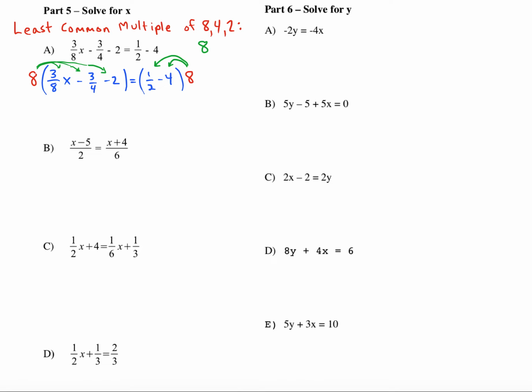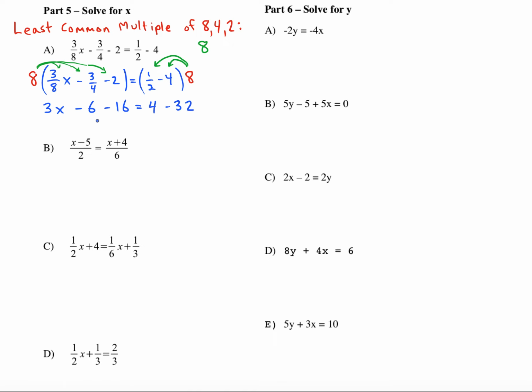And we can just do those on calculator. 8 times 3 divided by 8. If you do that, you're going to get 3. And then do 8 times negative 3 over 4. It's going to be a negative 6. And 8 times negative 2, negative 16. Over here we'll get 4 and then 32. So look at that. Just by multiplying by the least common multiple, I was able to seriously simplify this problem.